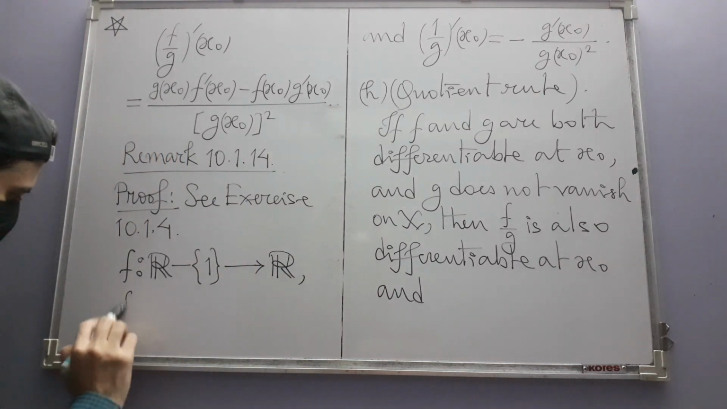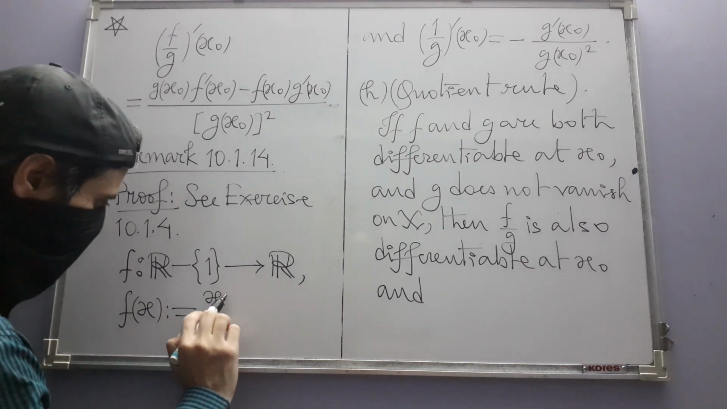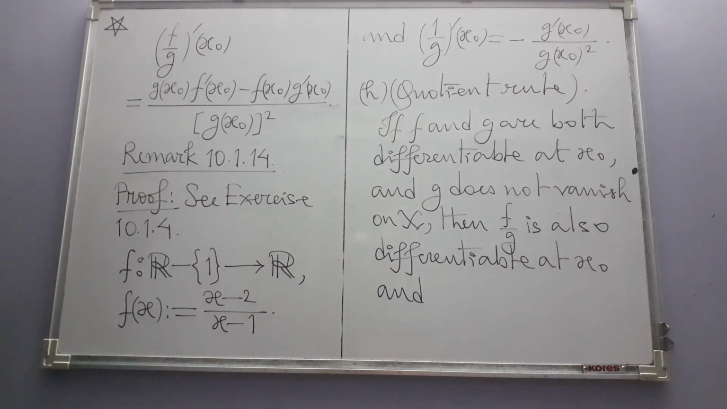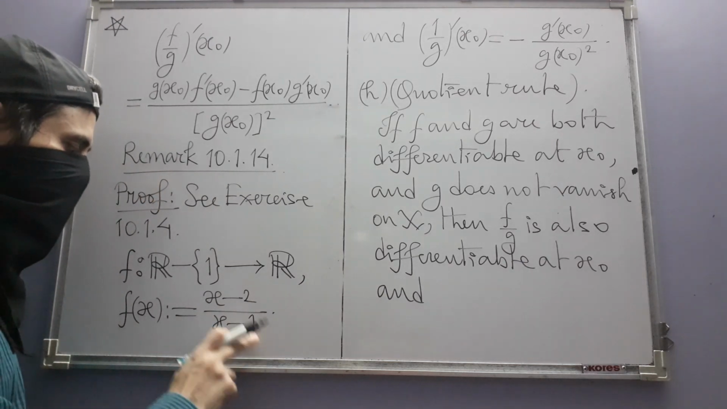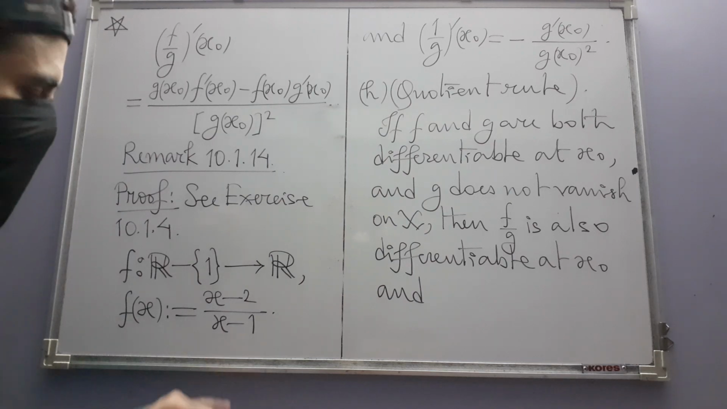And the rule for this function is this. x minus 2 divided by x minus 1. And you can see that because of this denominator, we had to remove 1 from R, because at 1 this is meaningless.